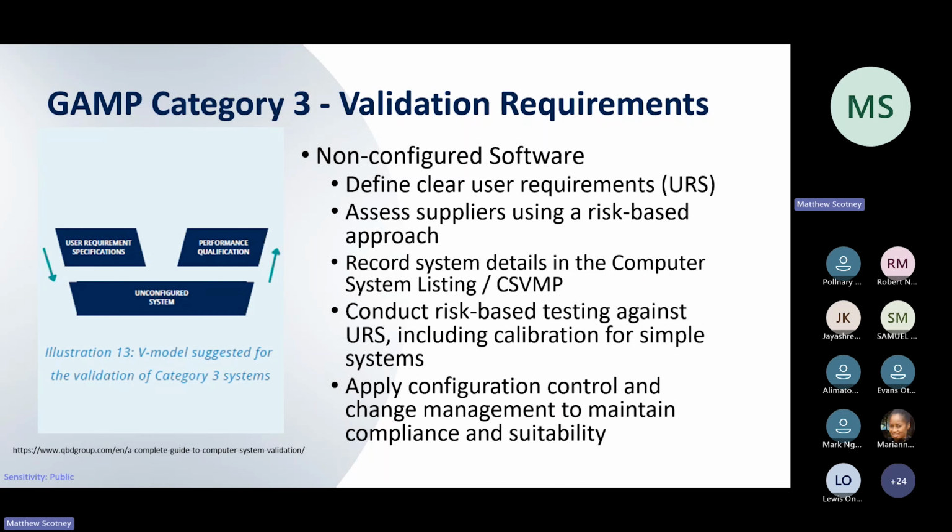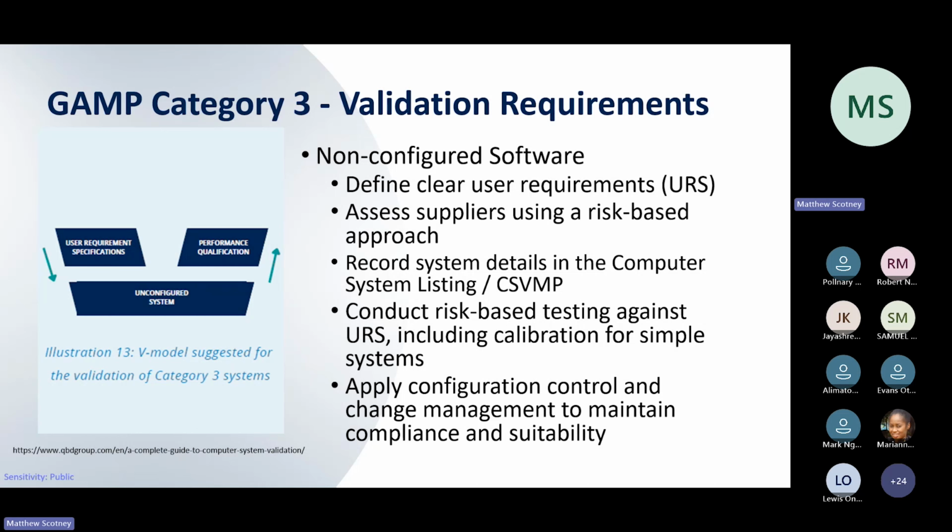So if you're inspecting a computer system, this computer system listing is probably one of your starting points that says, okay, Matt Scotney is the owner of this system. I'd like to speak to him about it. So you can bring the relevant person in and you can start asking them, how have they qualified it? Why is it a critical system? Why did they think validation wasn't required?